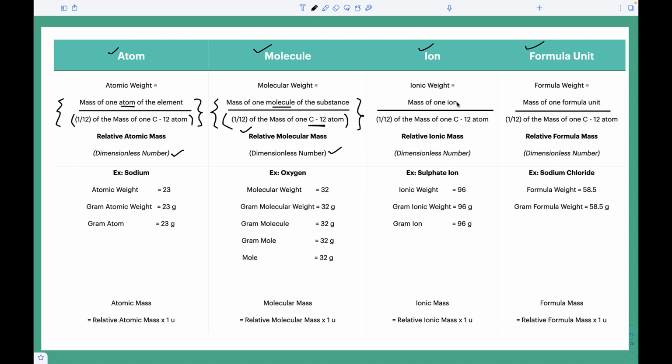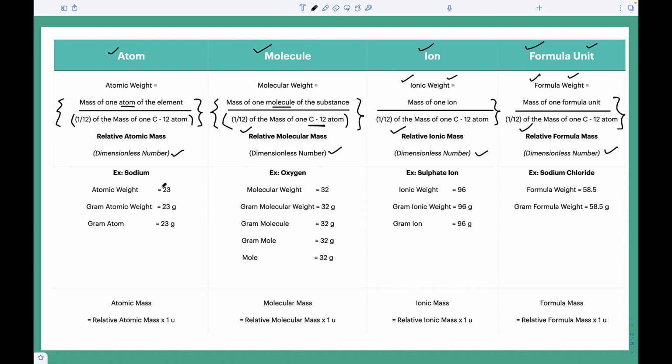Similarly, for ions, we can define ionic weight like this, and for formula units, we can define formula weight like this. Understand that relative ionic mass and ionic weight are one and the same. Formula weight and relative formula mass are also one and the same. And these are all dimensionless numbers. Now, what is the atomic weight of sodium? It is 23, just the number 23.